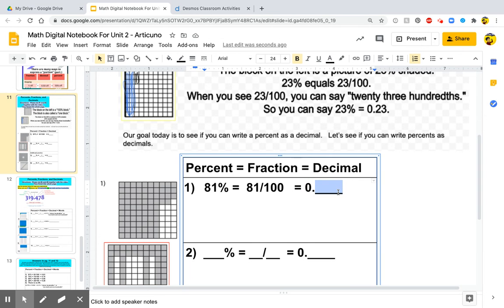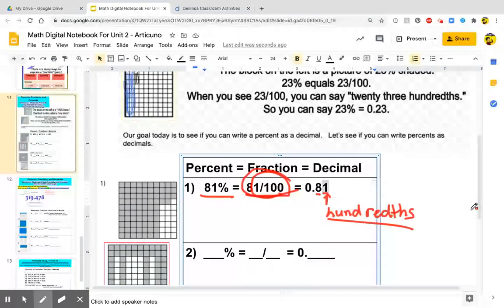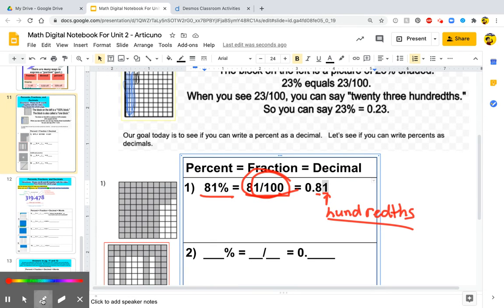Well, if you've been saying it, saying it's going to be super helpful. This is also 81 hundredths because the last digit is in the hundredths place. And let me show you what I mean by that. See this 1? This last digit is in the hundredths place. So all you have to say is 81 hundredths. And 81 hundredths is 81%. Okay? I hope this is making more sense. All right, let's go to number 2.